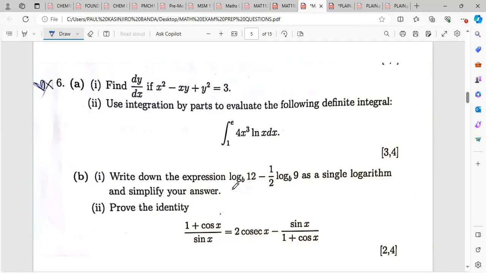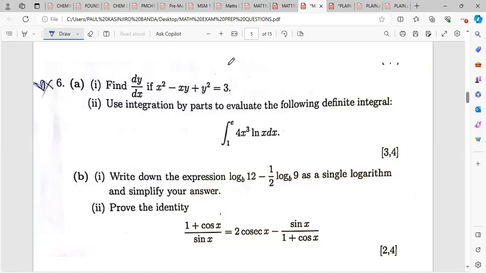The first question says differentiate, or find dy dx of x squared minus xy plus y squared equals 3. We can see that in that equation we have two variables, x and y. Whenever you have two variables in an equation, it means we are going to use implicit differentiation. How does that work?